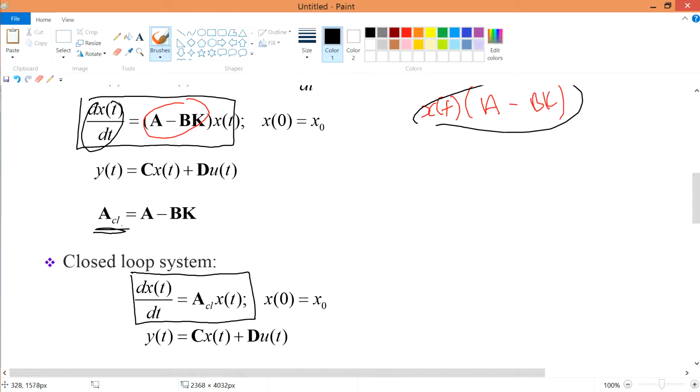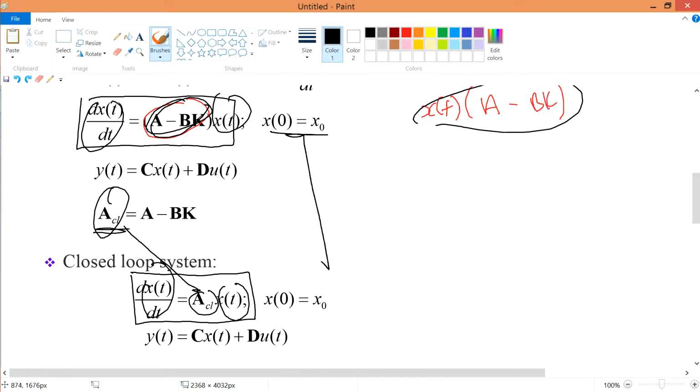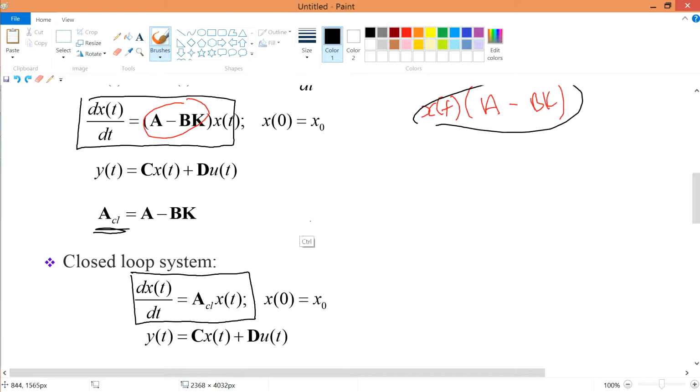dx/dt is the same over here. Then A minus BK is equal to A_CL, so I'll just sub in A_CL x(t). So x(t) is the same thing over here, or the boundary conditions are the same. While the y(t) itself, just leave it there like this, because normally D is equal to 0. So it should be fine. I don't know why it's 0, but just take it first.